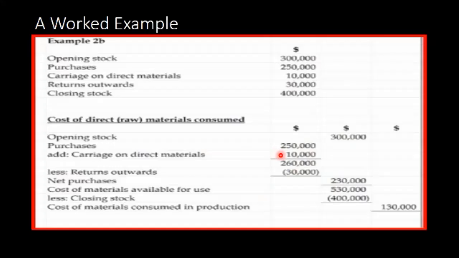If you take the carriage and add it on to the purchases here in an exam, you would get 1 mark. If you add it on down here, you will not get the mark. Although you would still wind up with 130 here, you will not get the mark because you have it in the wrong place and you are adding it to the wrong figure. It's wrong accounting. The carriage is regarded as part of the cost of the purchases. That's why you add it on.